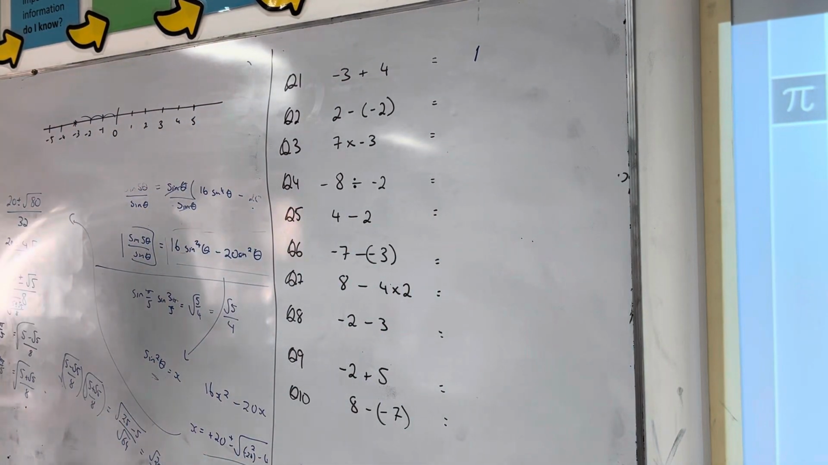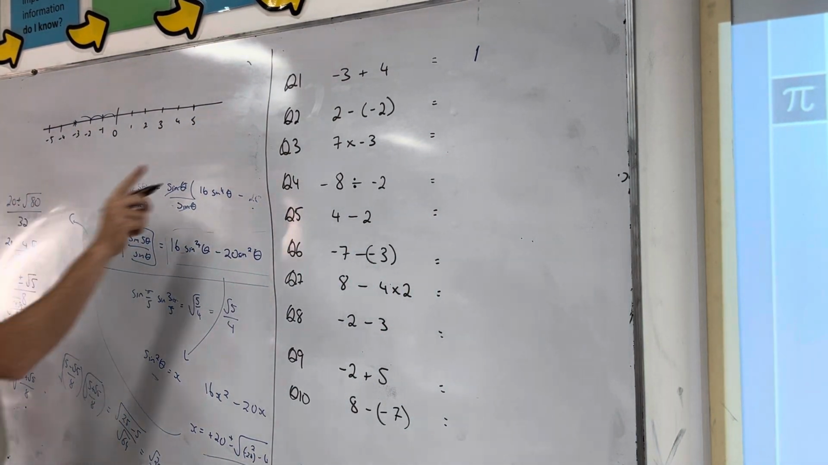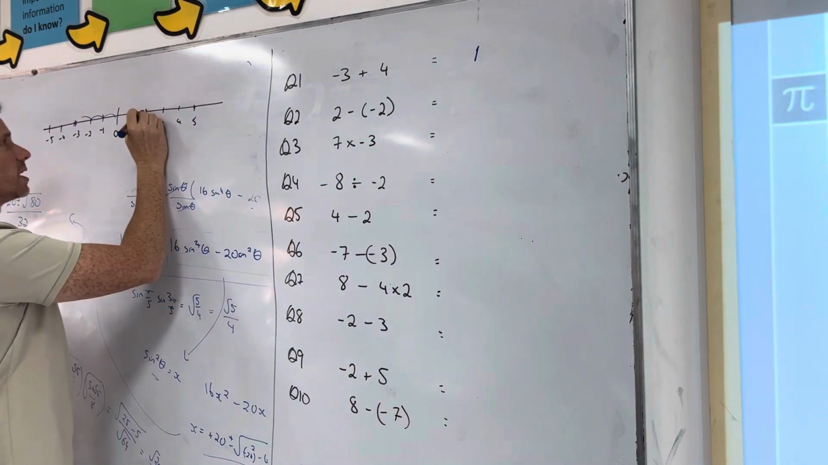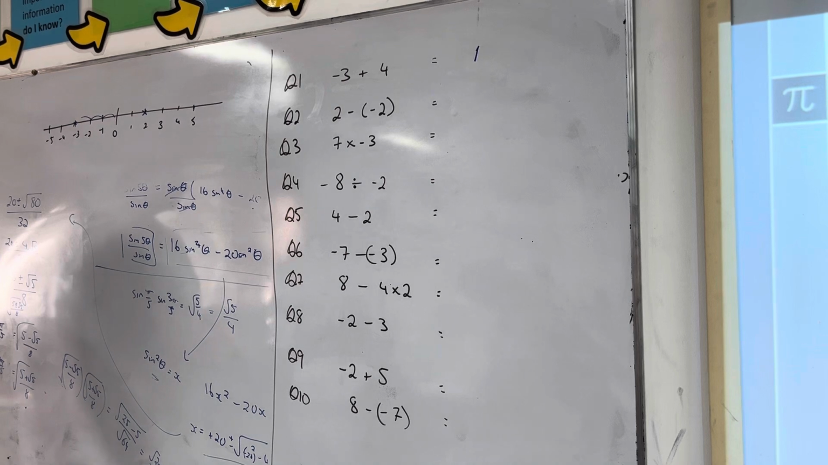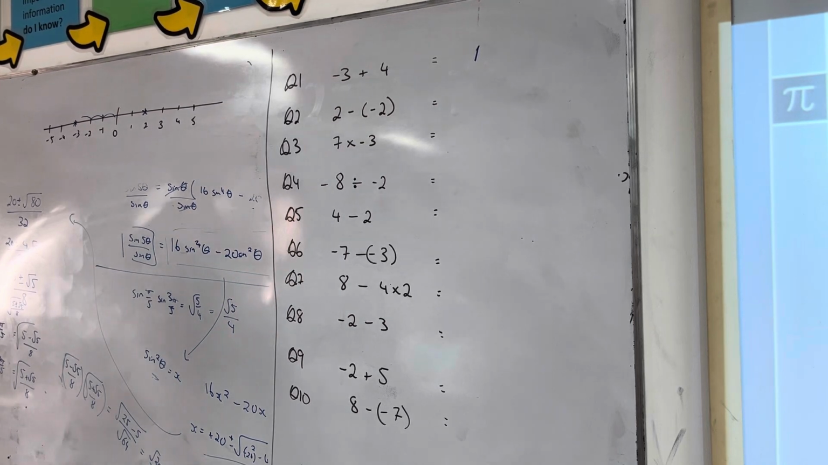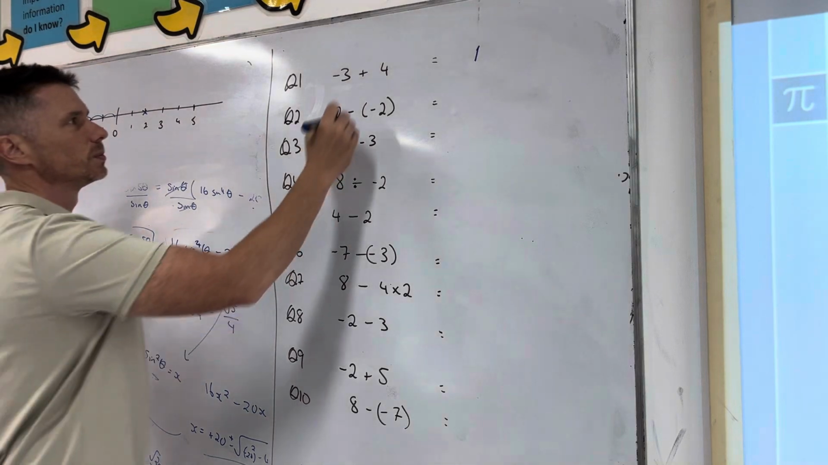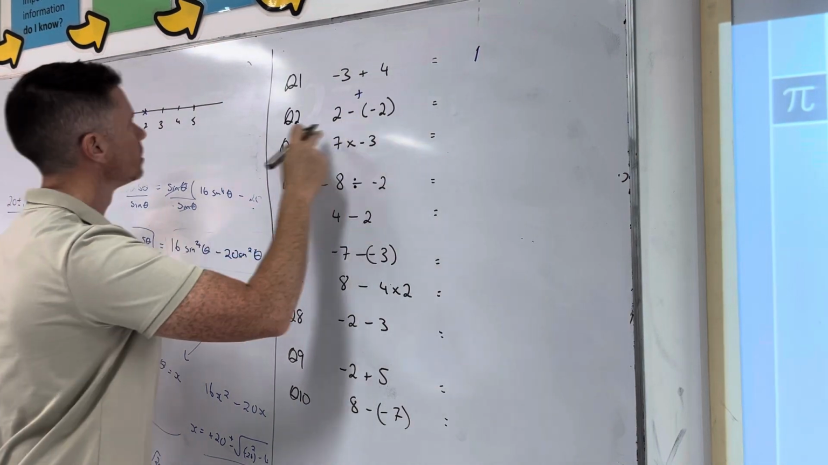This next one, my starting point is at 2. So I start here at 2. And now I minus a minus 2, or I subtract a negative 2. So I subtract negative 2. So that double negative in a row, we learned is a positive, isn't it? So that's just 2 plus 2.